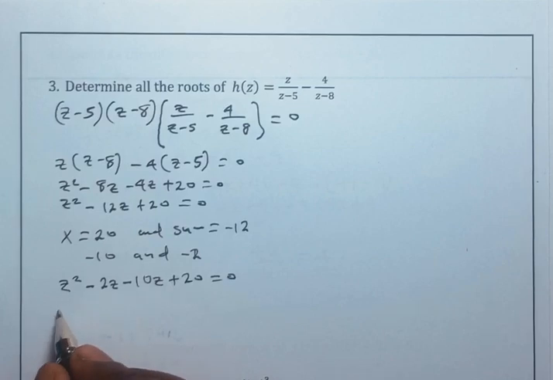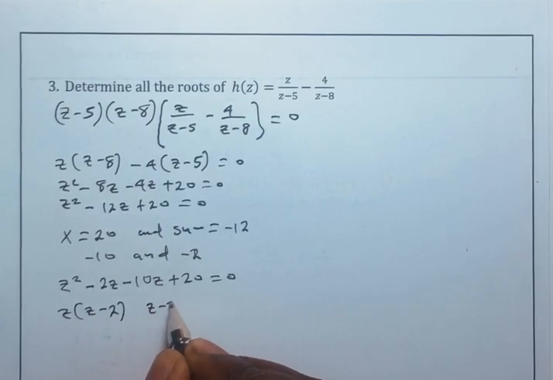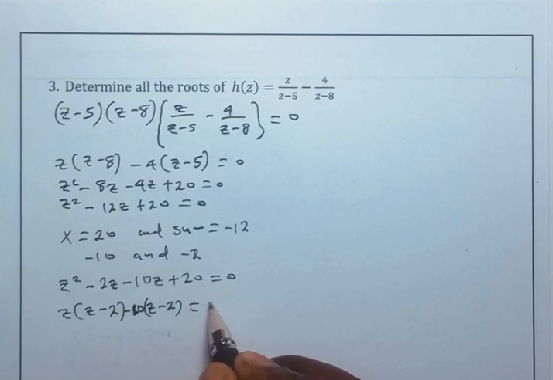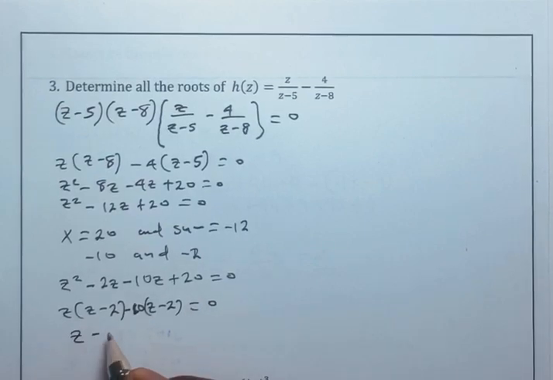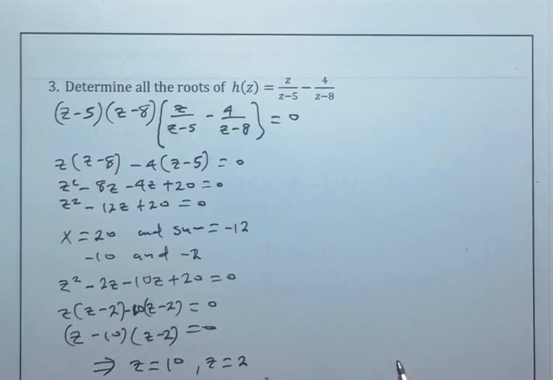So that we have z(z - 2) - 10(z - 2) = 0, so that we have (z - 10)(z - 2) = 0. So this means that z is either equal to 10 or z is equal to 2.